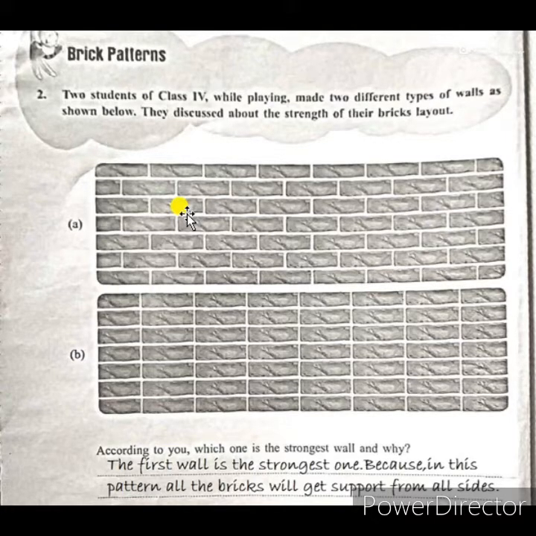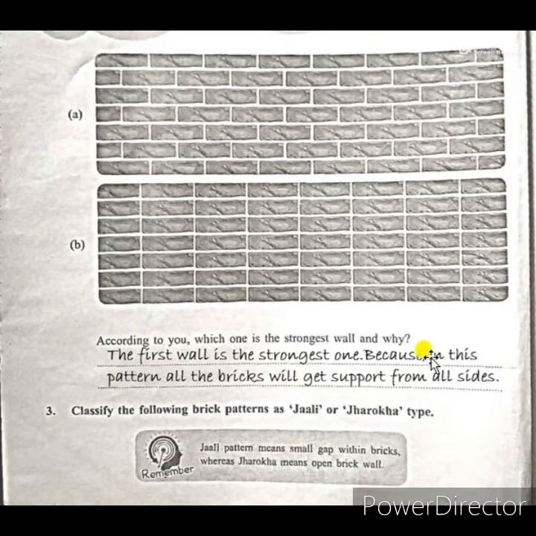In this way they have completed the full brick wall. But in the second wall, they have arranged the bricks one by one on top of another. This is the second pattern. Here the question is: according to you, which one is the strongest wall and why? We have to select which one is the strongest wall and give the answer, and we also have to give the reason.